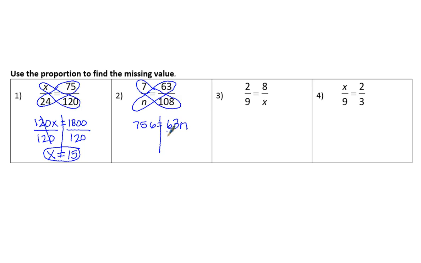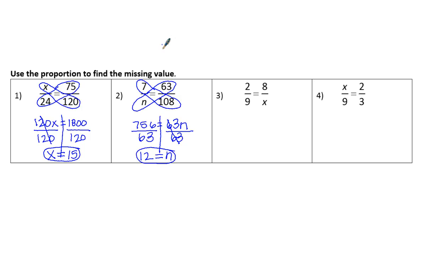N is being multiplied by 63. So in order to undo that, we need to divide by 63 on both sides. When we do that, we have 756 divided by 63 is 12 over here. Our equal sign comes down, and then 63 divided by 63 is 1. We cross out what we used, and we are left with n. So 12 equals n would make this proportion true.